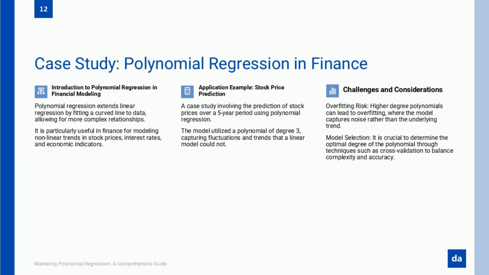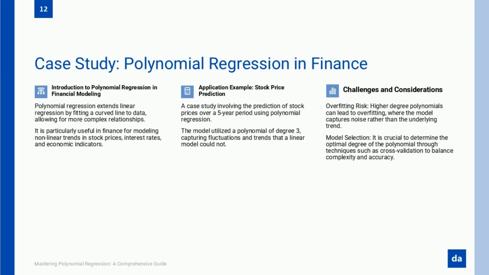Another challenge in financial modeling is handling external factors that influence stock prices, such as interest rates, inflation, and global economic conditions. Polynomial regression models can be extended to include multiple variables, allowing analysts to incorporate additional financial indicators into their predictions. However, increasing the number of variables also increases the complexity of the model, making feature selection crucial in avoiding unnecessary complexity. In real-world applications, polynomial regression is often used alongside other predictive techniques, such as time series analysis and machine learning models, to improve forecasting accuracy.